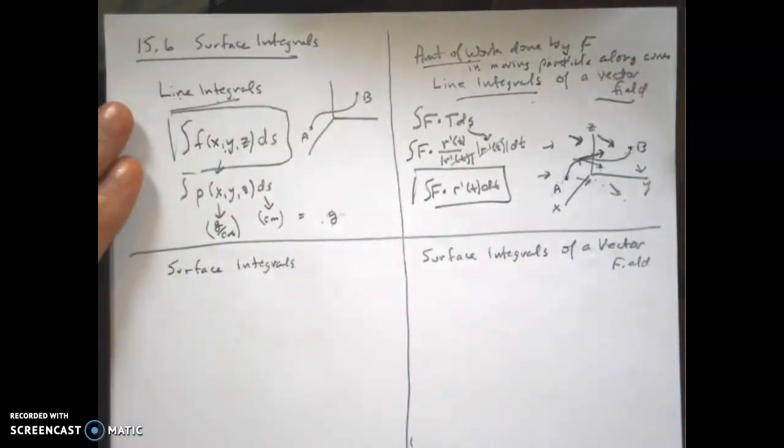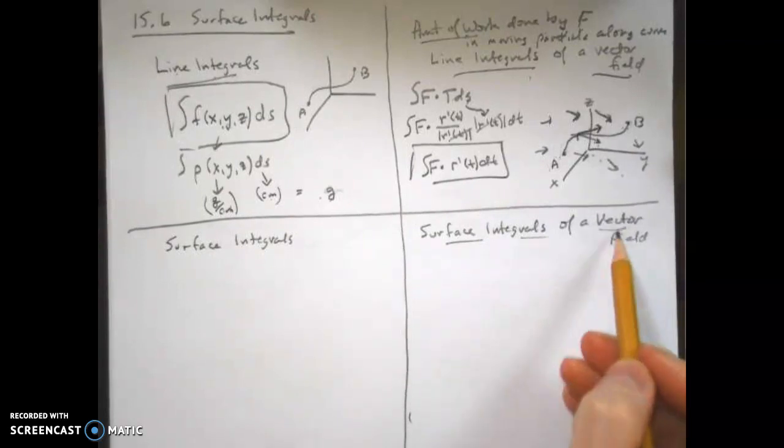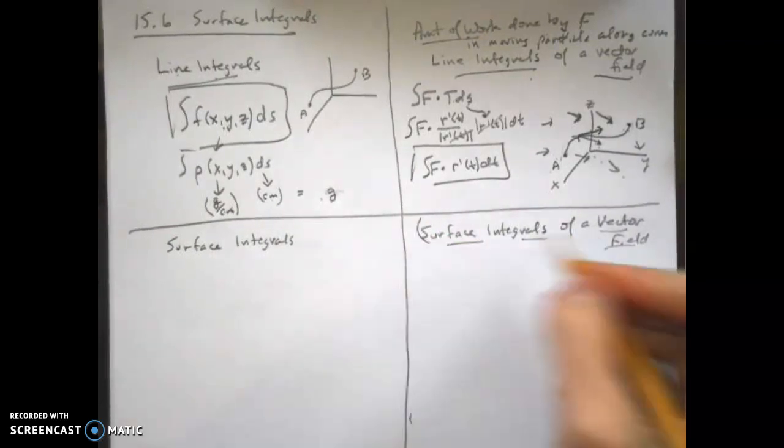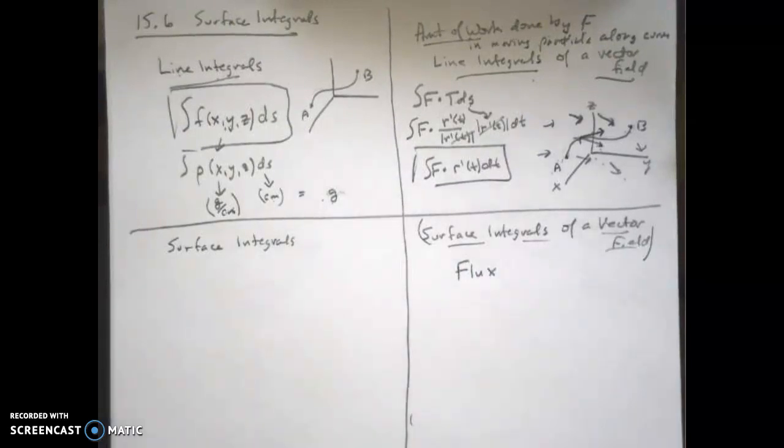Now, let's talk about a surface integral and then a surface integral of a vector field. So a surface integral of a vector field is better known. We usually don't call it that. It's called flux. A lot of times we think of that in context. It's like the amount of flow that travels through a surface.